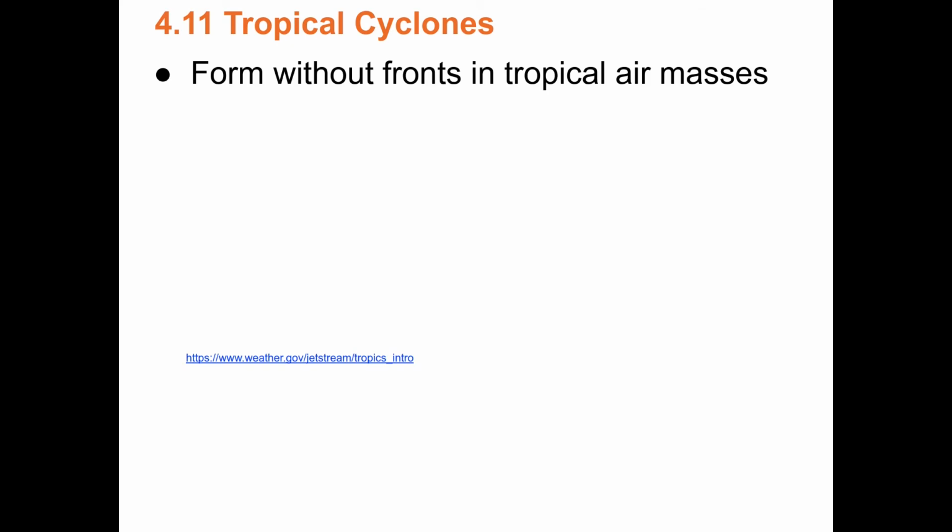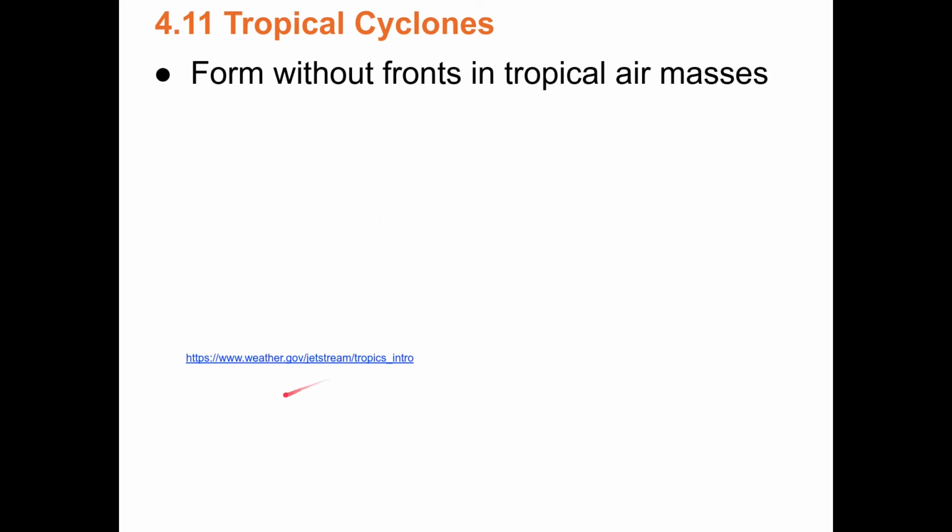Tropical cyclones. Okay, so now we're going to get into the last part of extreme weather we're going to talk about. Those are tropical cyclones. So we talked about midlatitude cyclones, which form along the front caused by the warm air masses and the cold air masses. But if you're in the tropics, it's all warm and moist. So the air is uniformly warm and moist.